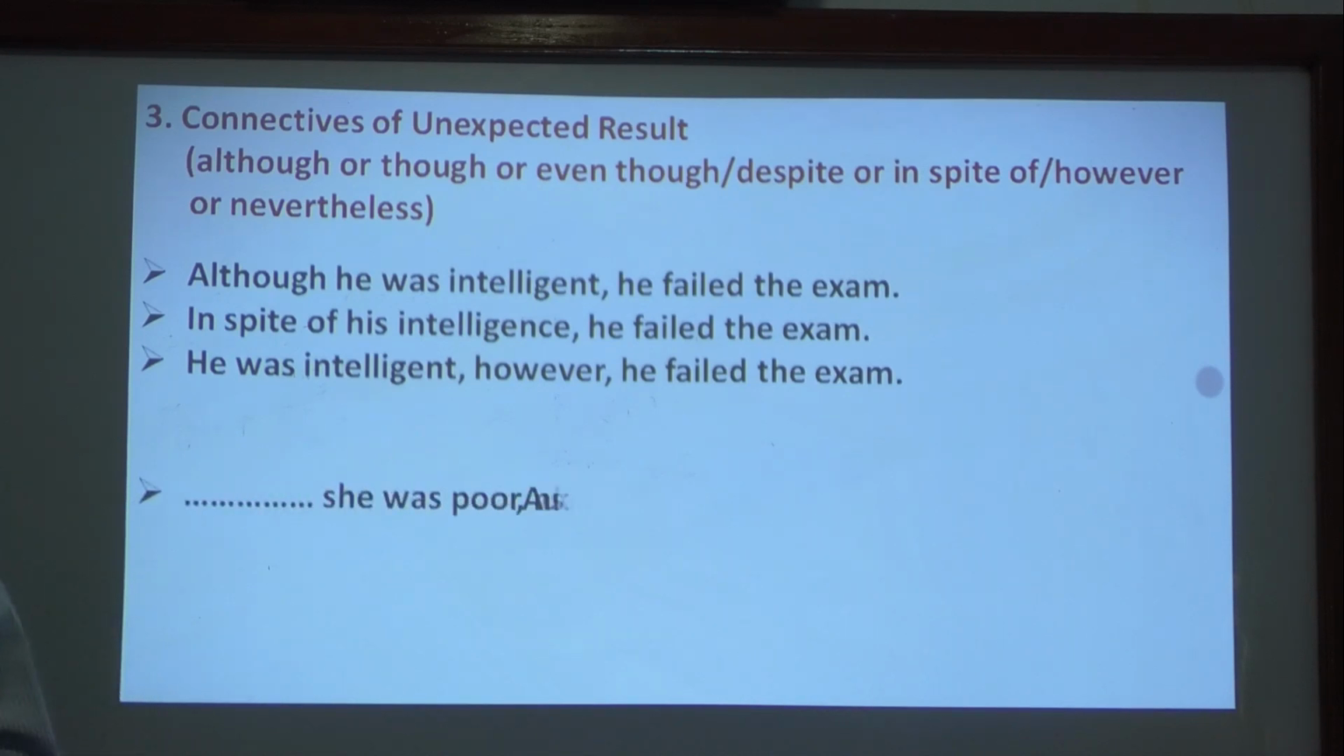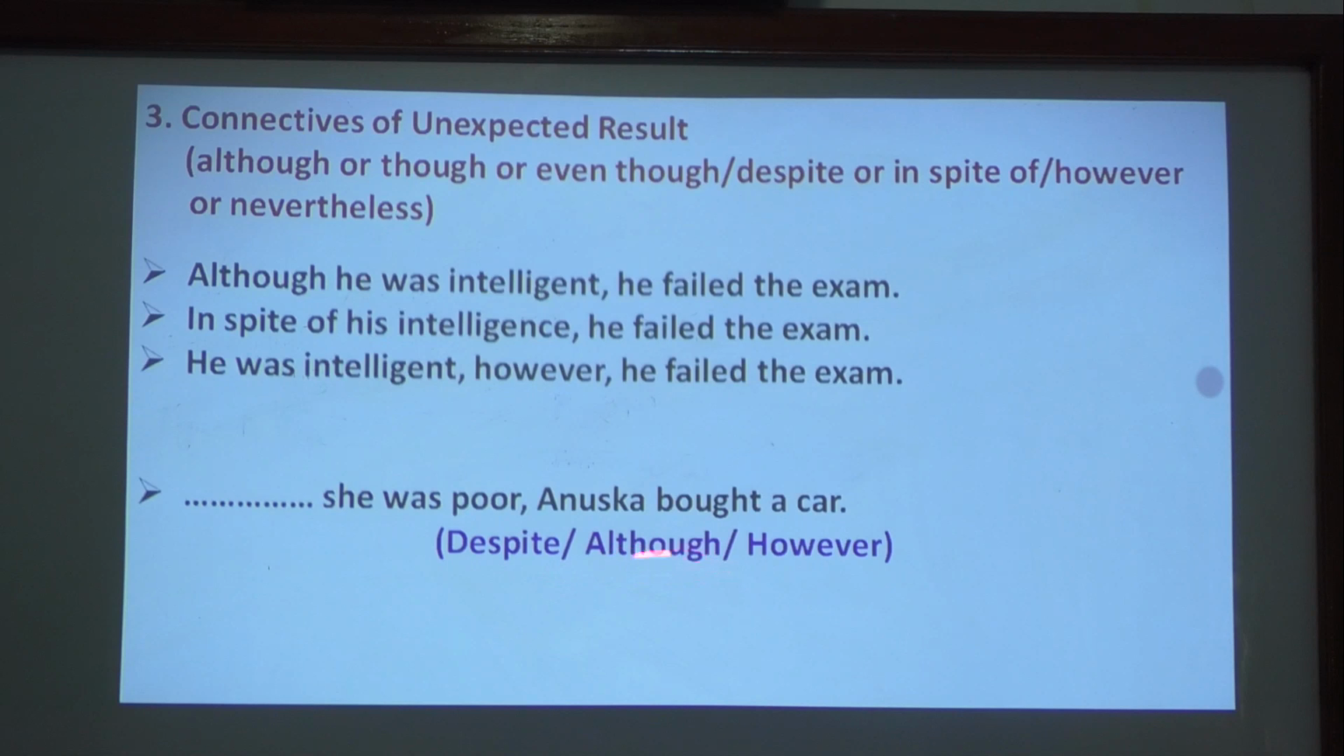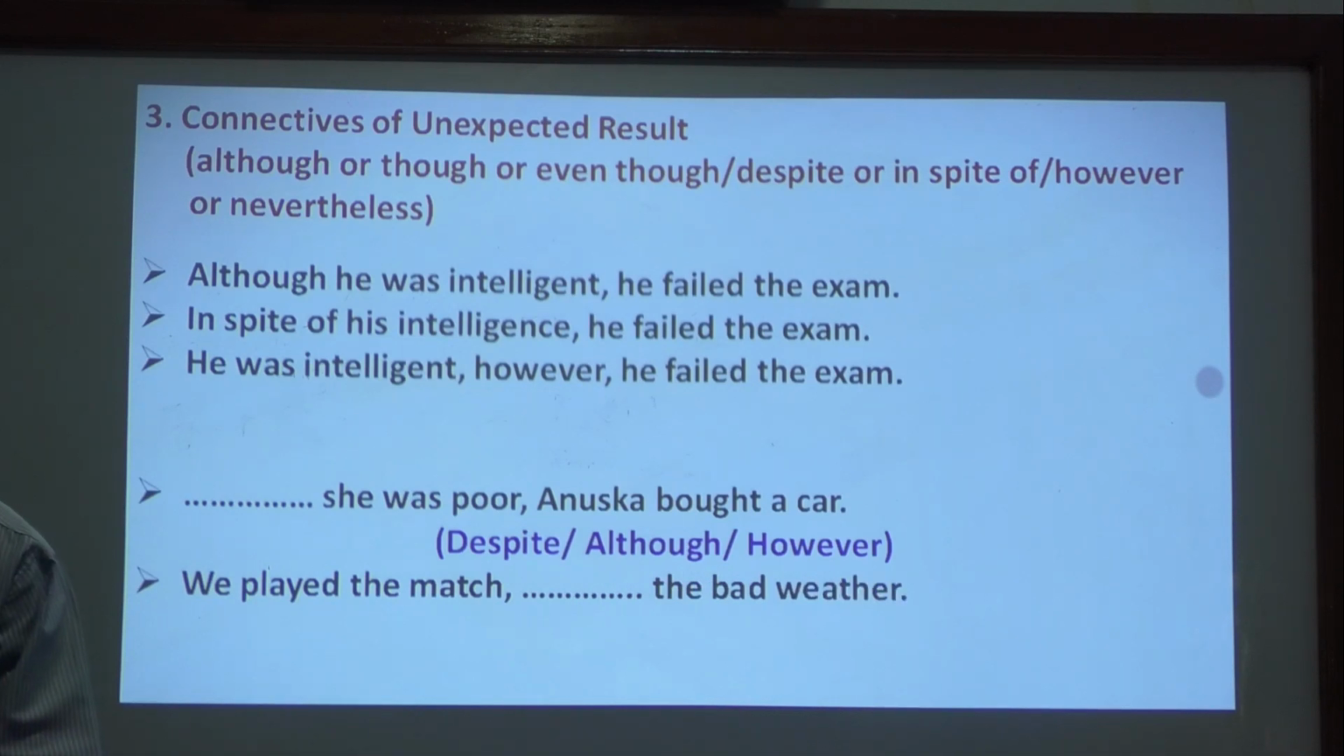So now look here. In this example: "___ she was poor, Anushka bought a car." What can be the appropriate connective for this blank space? Despite, although, or however. And another one, this is for your practice: "We played the match ___ the bad weather." So here, let's try, dear students. She was poor, Anushka bought a car. Despite, although, however. So what can it be?